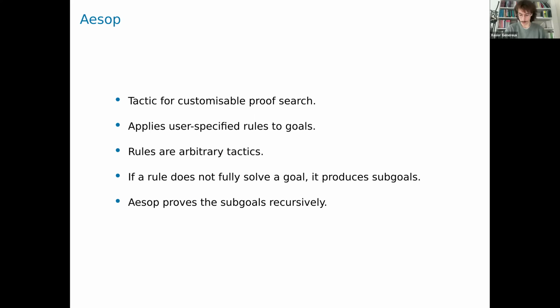For the ones that don't know what Aesop is, it's a tactic for customizable proof search. It applies user-specific rules to goals, and rules are really arbitrary tactics. Finally, if a rule does not fully solve a goal, it will produce sub-goals that Aesop will try to prove recursively.